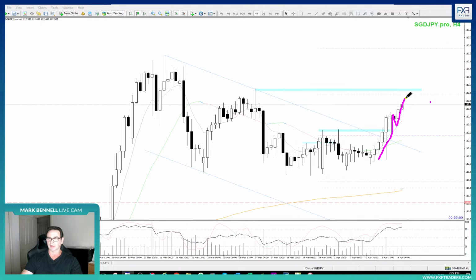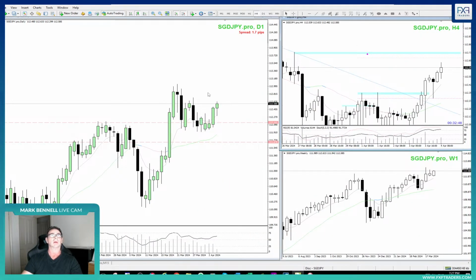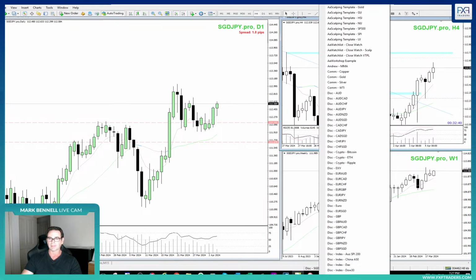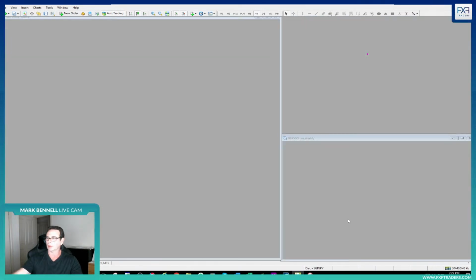So looking really for anything here, an early entry here. Otherwise, I'm looking at this level. Now we spoke about the importance of these levels in previous streams, and you can see from a lot of the trades that just don't trigger, it hasn't tagged those levels yet, it hasn't got near them. So that's what I'm looking for there with Singapore yen, pound Singapore.